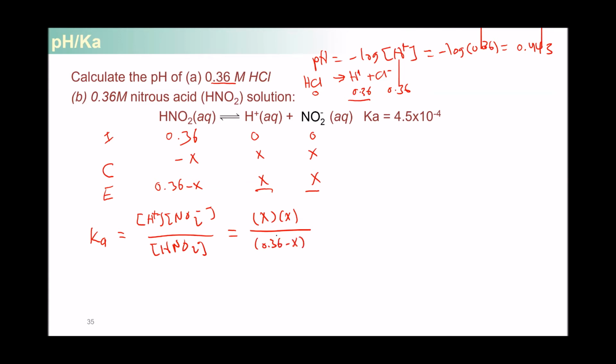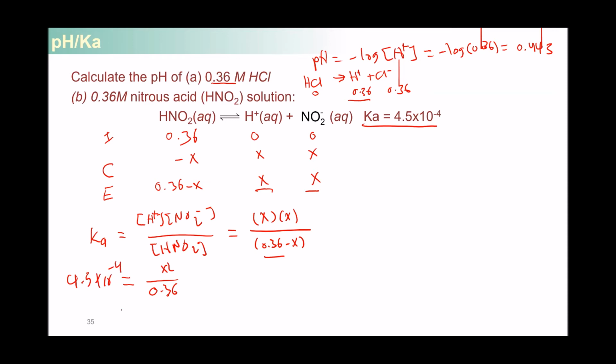0.36 minus X. And we will make a very simple approximation here, that X is negligible in comparison to 0.36, the initial concentration of the acid. Because typically for weak acids, the amount of ionization, or the magnitude of X, is less than 1%. So we can safely assume that it's negligible. And that will help us simplify the calculation because it's going to give us X squared divided by 0.36, which is going to equal the value for the equilibrium constant, which is 4.5 times 10 to negative 4.